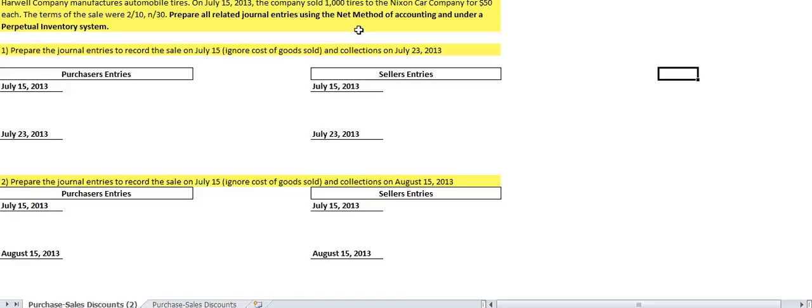However, just for your knowledge, you should know that there is another method in which you could choose to book these entries. And I'll explain a little bit about the difference between the net and the gross method as I go through the entries, okay? So prepare the journal entries to record the sale on July 15. Ignore cost of goods sold, and collections were on July 23. So July 15 was the sale, July 23 was the payment.